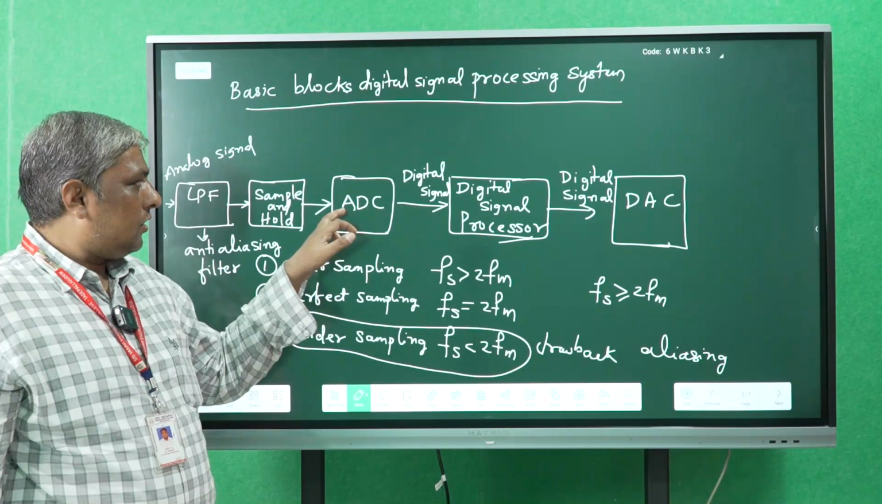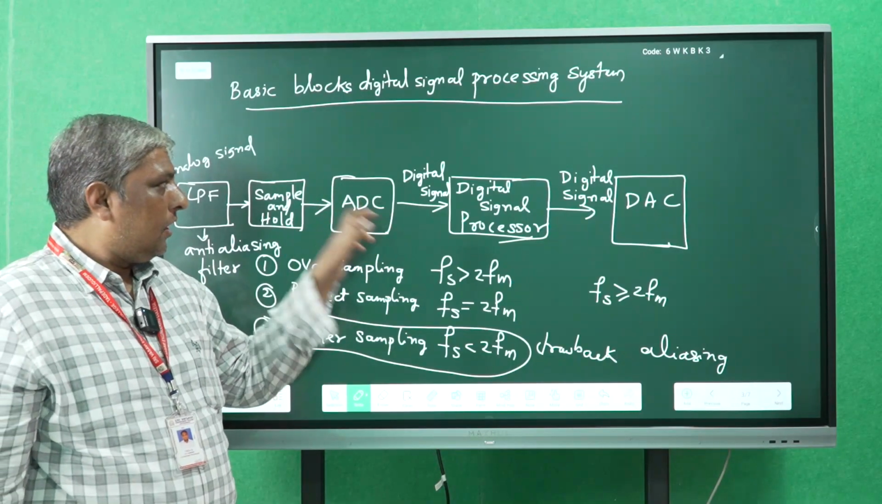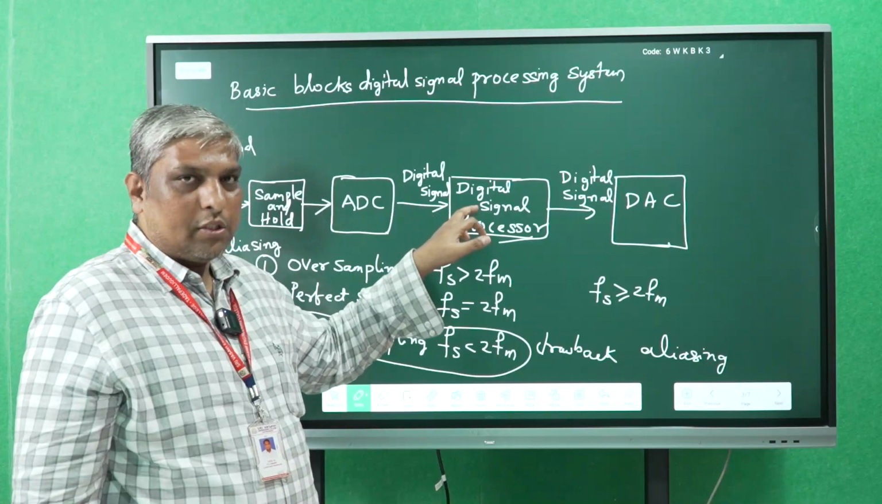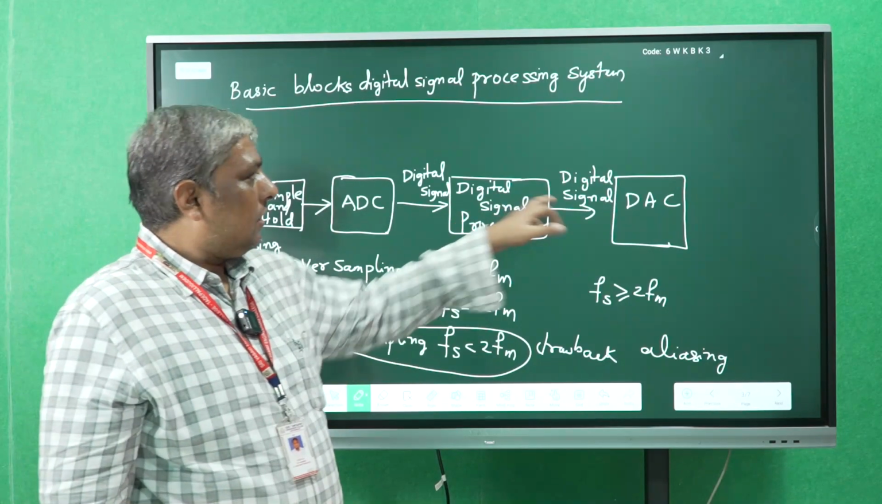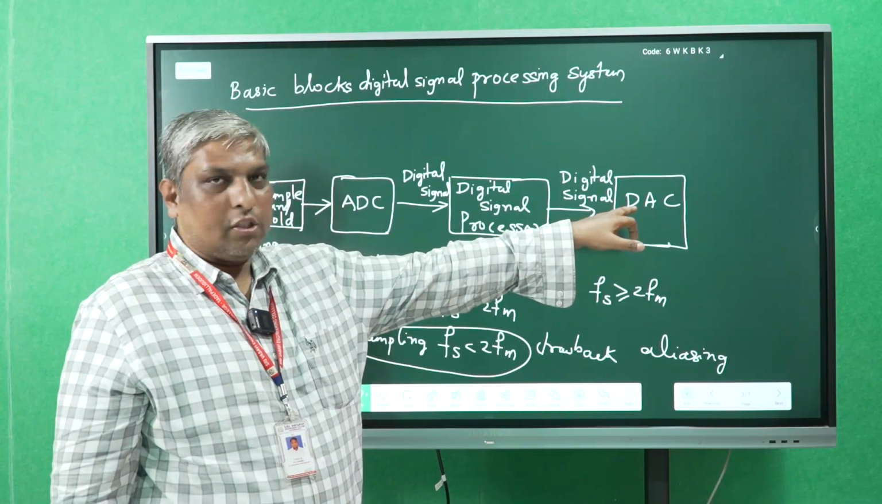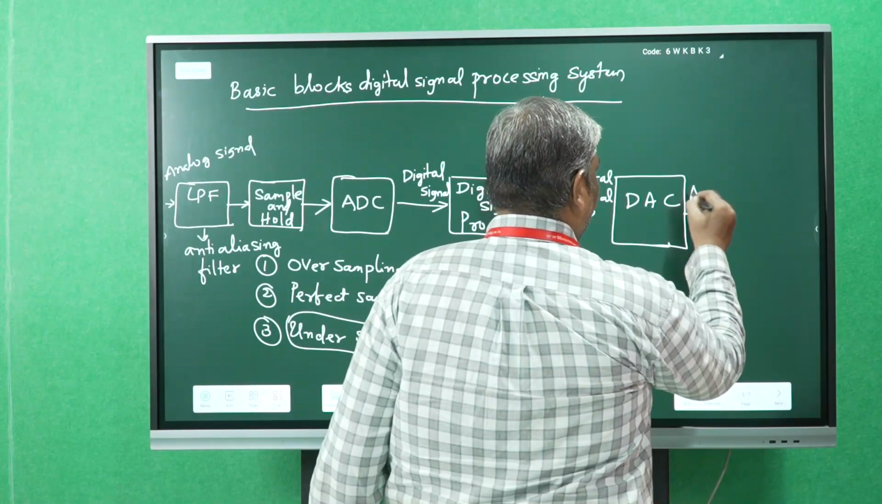And this block is used for converting analog to digital, the analog to digital converter. The coming out digital signal will be applied to the digital signal processor, and the digital signal output is again given to the digital to analog converter. So finally we get the analog output.